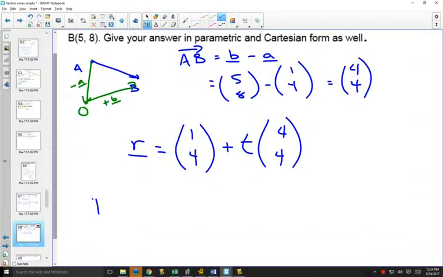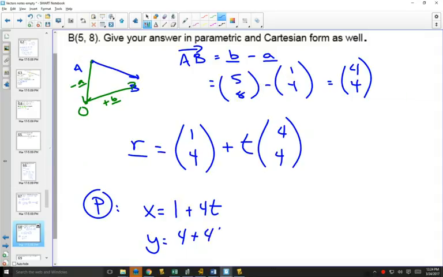But then from this, we can say, what is our parametric equation? Well, our x-coordinate is going to be 1 plus 4t. Our y-coordinate is 4 plus 4t. And our Cartesian form, solving for t in both of them, and then making them equal.